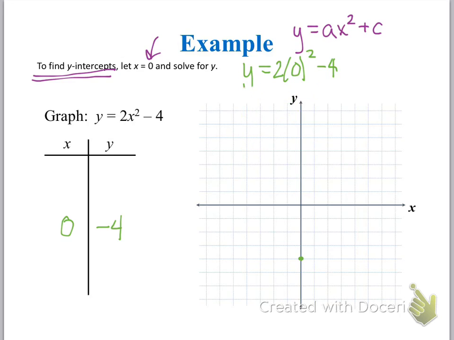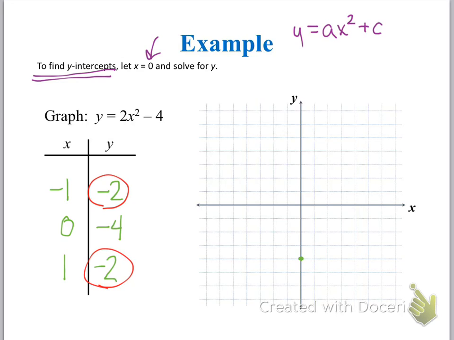Alright? So now we need to find some more points. As we were saying, let's try negative 1. So negative 1 squared is 1, times 2 is 2, minus 4 is negative 2. And if you're having trouble following my math here, feel free to write it down, solve it out, use a calculator. Let's also try 1. If I plug in 1, squared is 1, times 2 is 2, minus 4 is also negative 2. You'll notice that once you find the y-intercept, the others will be very similar. So let's put those points on the graph. That's because it's symmetric.